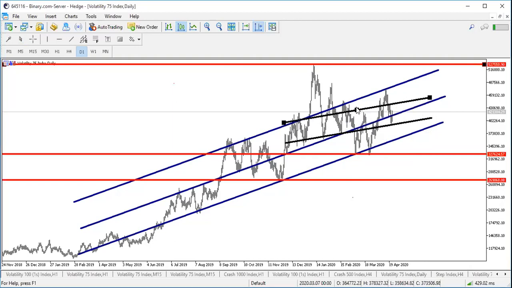And therefore, they have presented us with an inverse head and shoulder, okay? This one is our head. Our left shoulder, neckline, our head, neckline, back to our neckline.